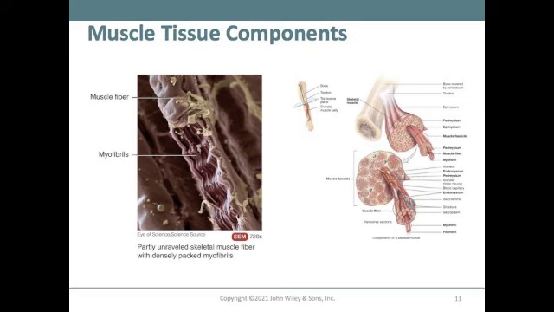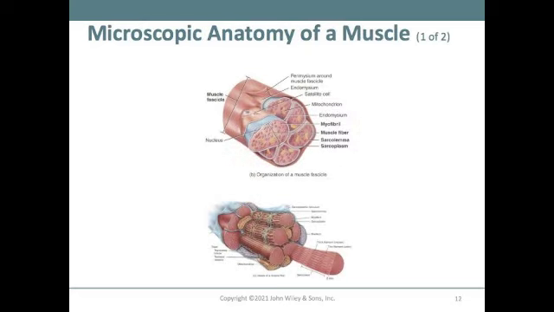And continuing on with the microscopic anatomy of the muscle, going back to page 310, figure 10.2, we can see this a little bit better. So we see what we call the fascia, which is like, I think of it like a facade.